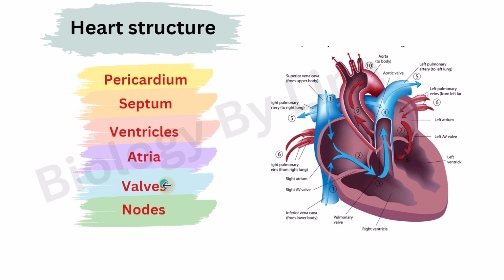Then we will talk about the valves of the heart, and here we have valves 1, 2, 3, and 4, which we will explain in detail later. Also, we have the nodes of the heart, two nodes, the SA and AV nodes. We will also explain them in detail later.